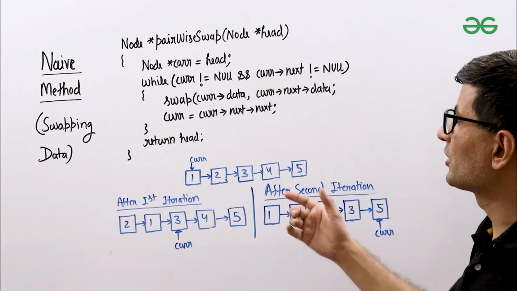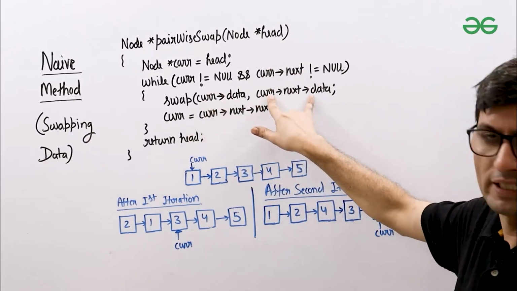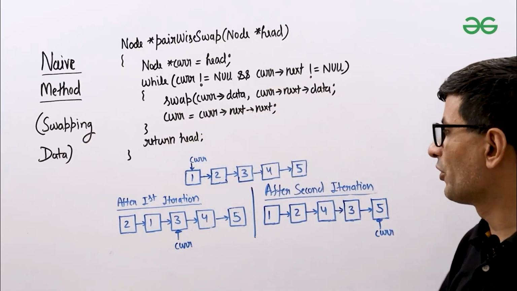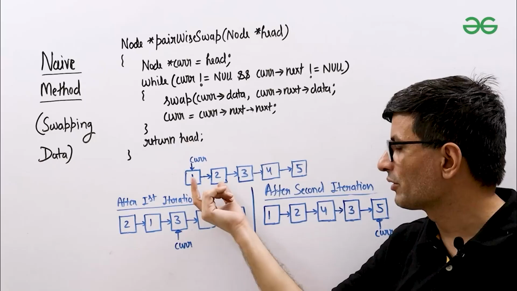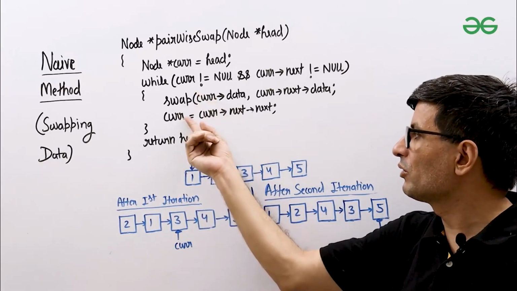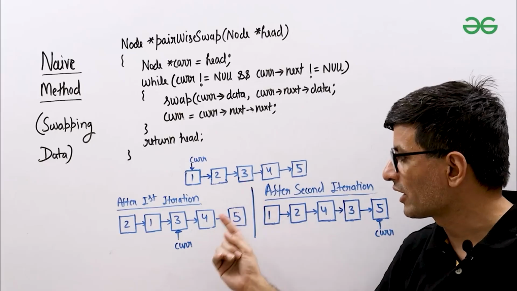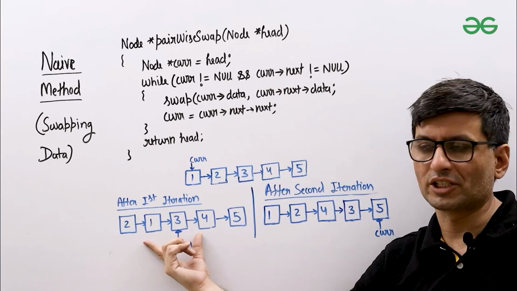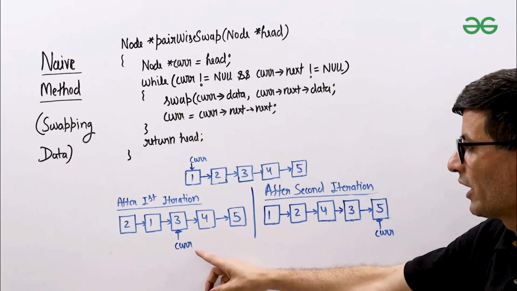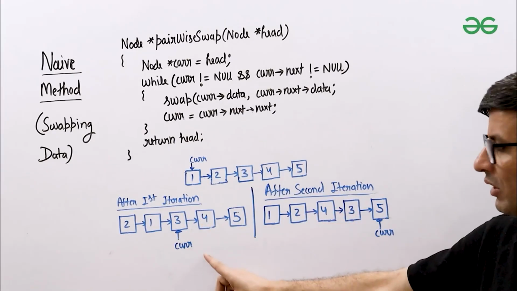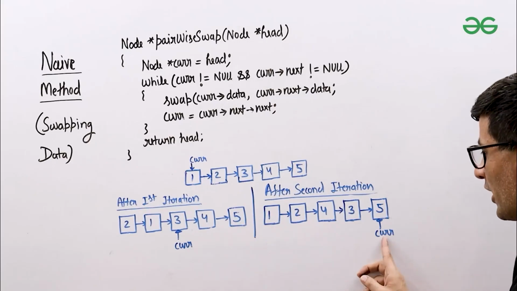Now, what are we doing inside this loop? We are swapping current data with current next data and we are moving current to current arrow next. So if you have this linked list, you are going to first swap these two data in the first iteration. You will swap 1 and 2 and then you will do current equal to current next. So your current will come here. This is what will happen after the first iteration. And in the second iteration, you will again swap current data with current next data. So you will get 4, 3 and then you will move current to current next. So current comes here.